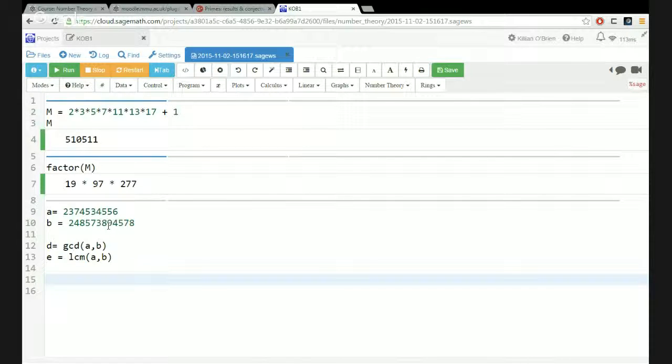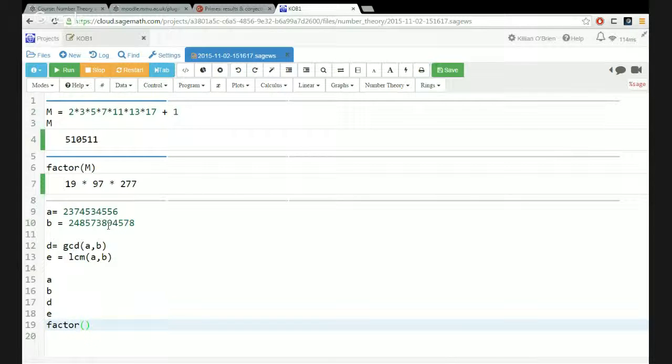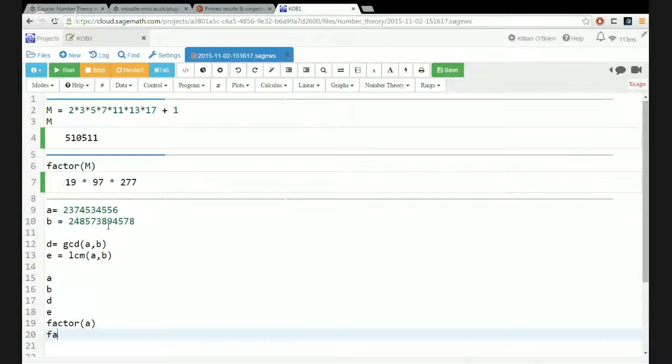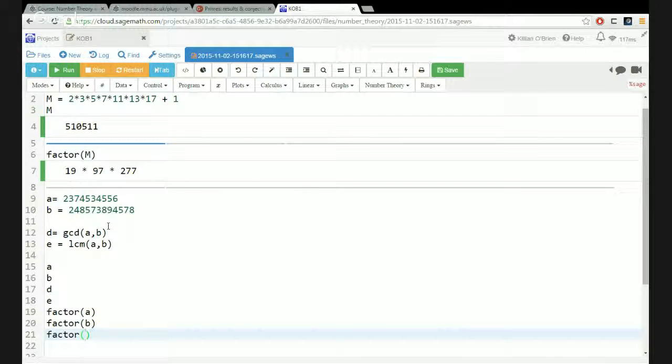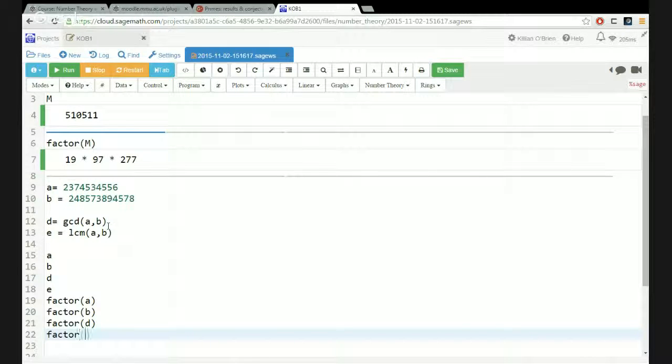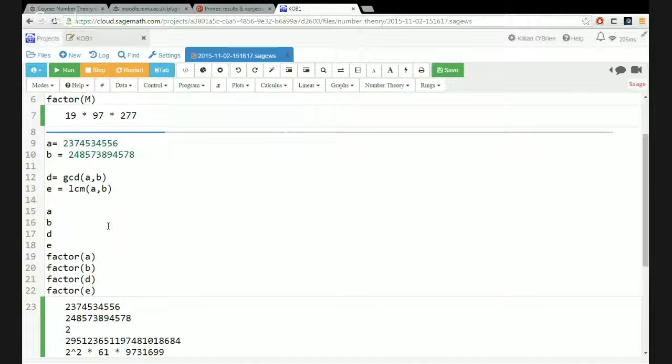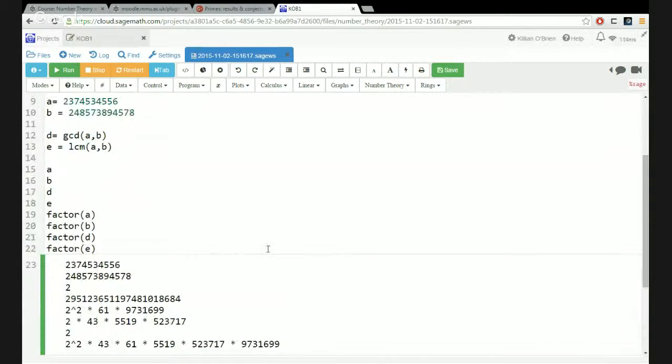So what we'll do is print out things in order. We'll look at A, B, D, and E. We'll look at the two numbers again, look at the GCD, the least common multiple, and then we'll look at the factorization of each number. Factor A, factor B, factor D, and factor E. Okay. So here's the original two numbers.